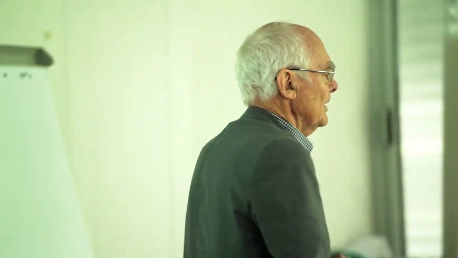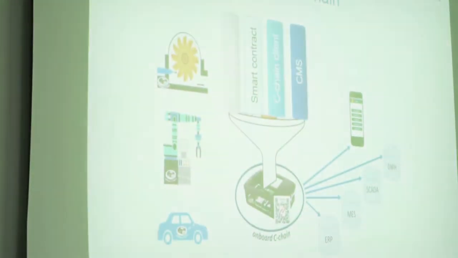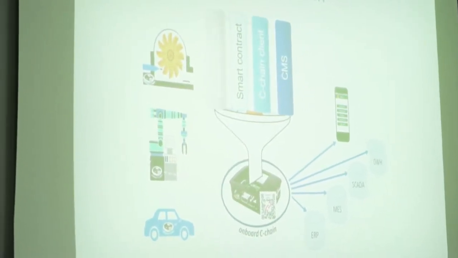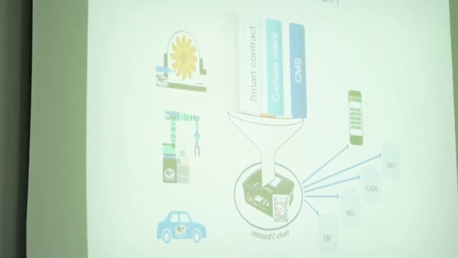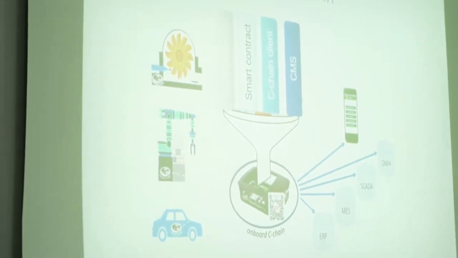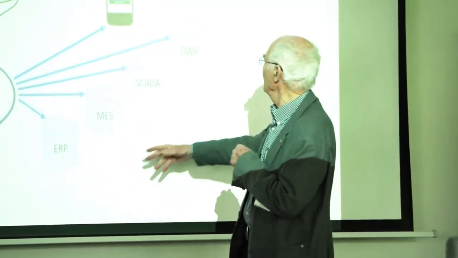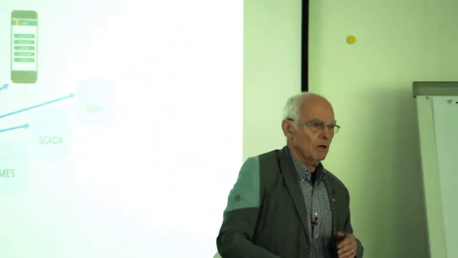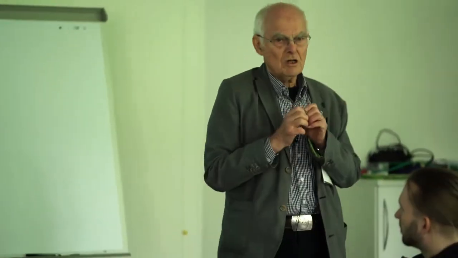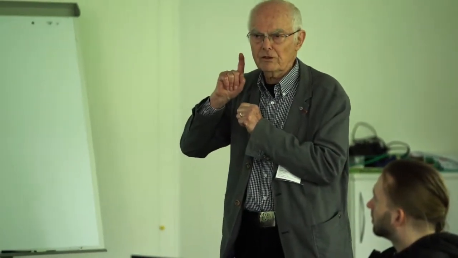Onboard C-chain, presently we are using a Raspberry Pi. And on that device you have smart contracts, a data collector, a C-chain client, and the chain management system. Imagine this being encapsulated and certified, and the essential message is this device puts out a blockchain. Any data coming out of that are already booked in a blockchain. And what you do with that blockchain from here on, that's an entirely different story. You can pump it to a data warehouse system, to a SCADA system, to a smartphone, etc. So that's the essential message. We produce blockchains in there.